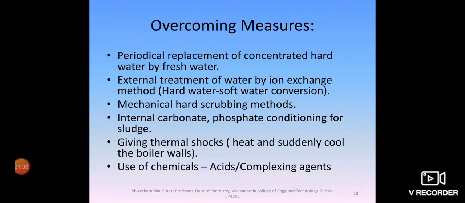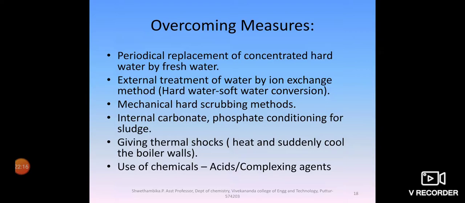Now let us see some overcoming measures. Specifically speaking, the curriculum doesn't expect us to mention the overcoming measures, but as we have discussed a problem and its cause, I have listed here some of the measures which could be easily understood and with which the problem could be overcome. So first and foremost, it is the periodic replacement of hard water by fresh water. Since we saw all the hardness causing salts cause the problem, if we replace hard water by fresh water, there is no chance of the boiler problem arising.